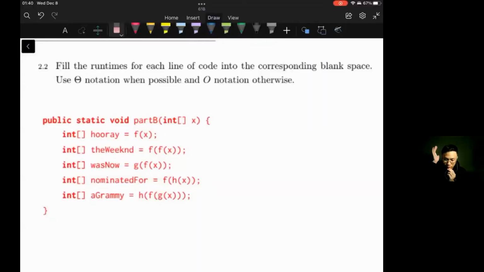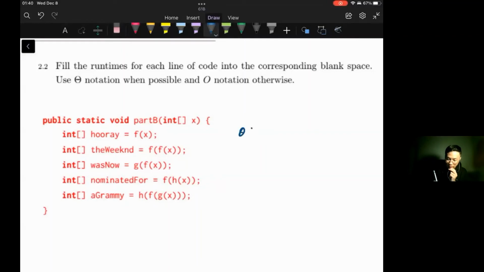Okay, for part 2.2, we are analyzing the runtime of each of the following lines in the method body of part B. So for the first line, we run function f on input array x to get an integer array, and we know that function f has a tight bound. So it will just be Theta n, and that is pretty direct.